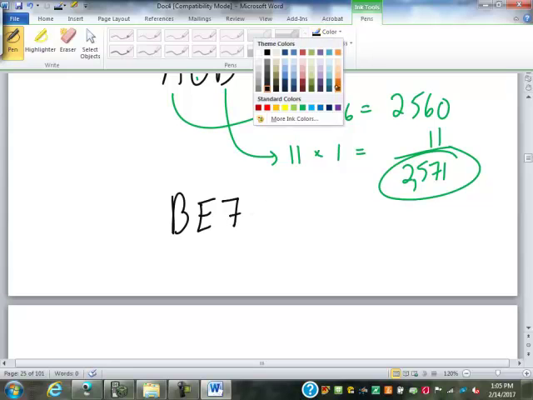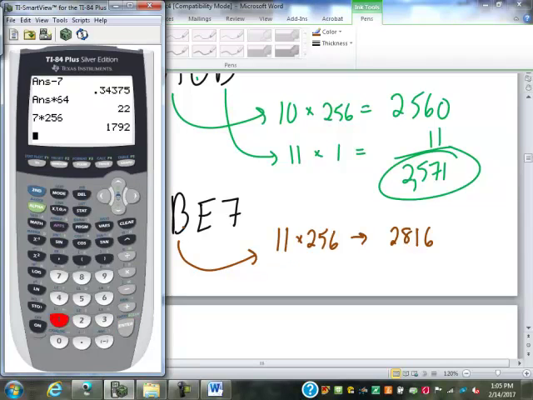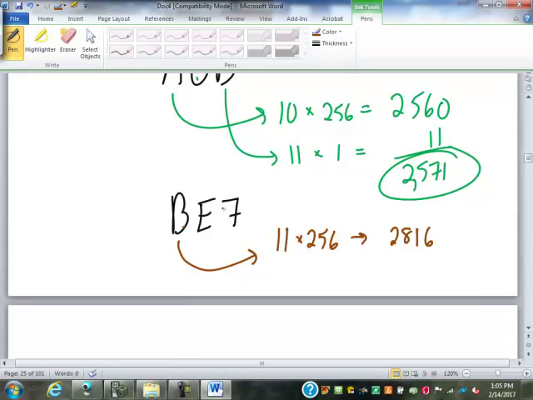And then finally we got BE7. What'd you guys get for this one? 3,047. Okay, so B is 11, right? Times 256, which is 2816. That's what you got? Yeah, 11 times 256. Okay. Yeah, I'm just doing it piece by piece.